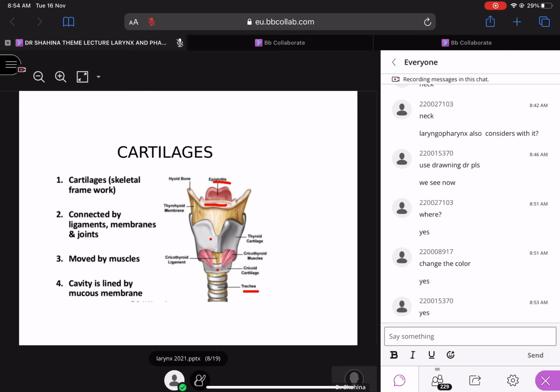Okay, so you can see the shape of the cricoid cartilage anteriorly. This is narrow. So this is the arch of the cricoid cartilage. So this part is the arch. So arch means it is anterior.